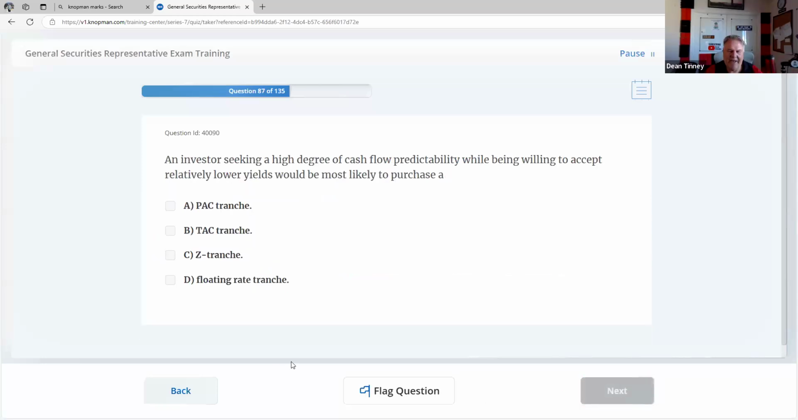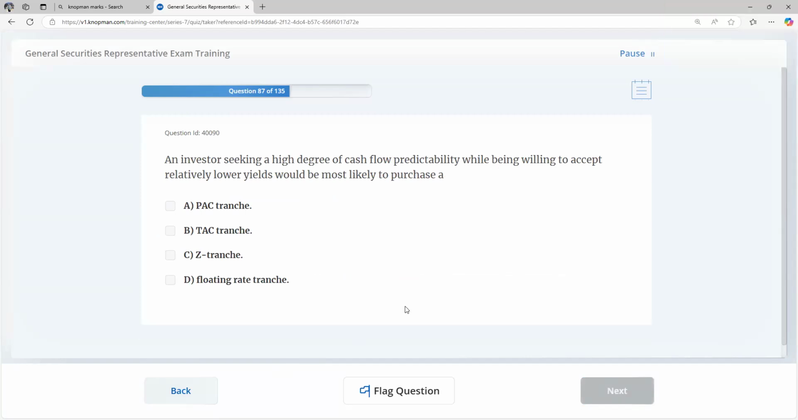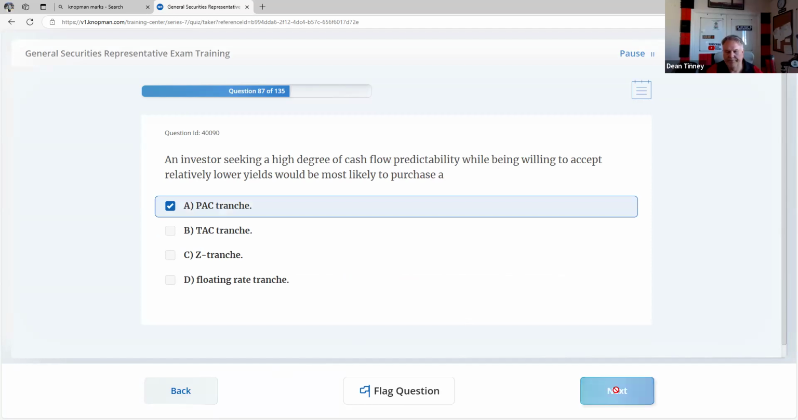An investor seeking a high degree of cash flow predictability while being willing to accept relatively lower yields would most likely purchase. Is that the PAC? Yeah, the ones that have the early cash flows have more predictability. Right on.